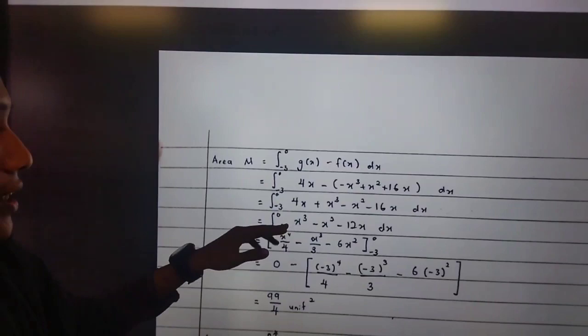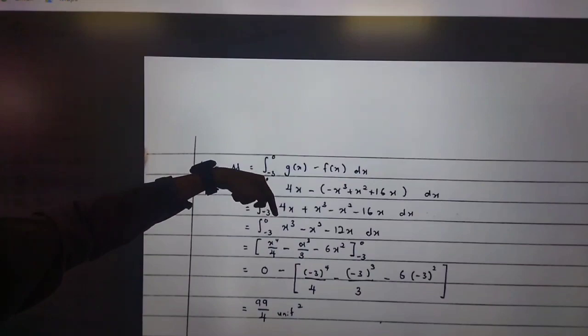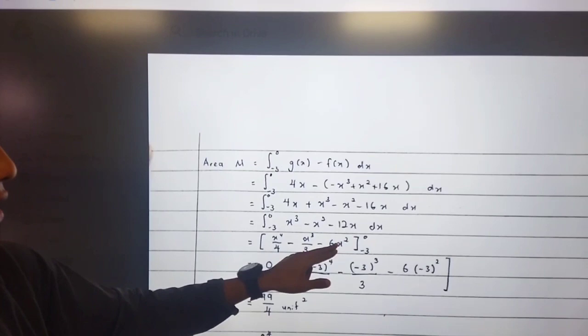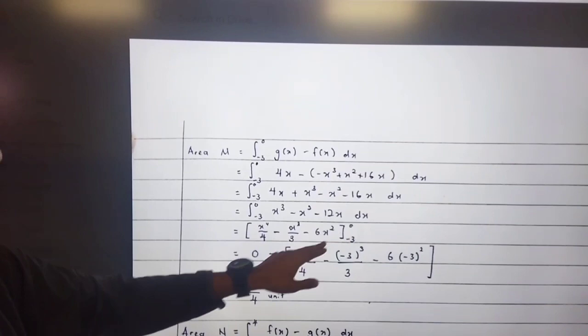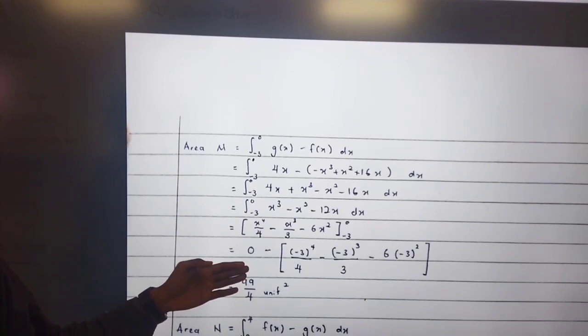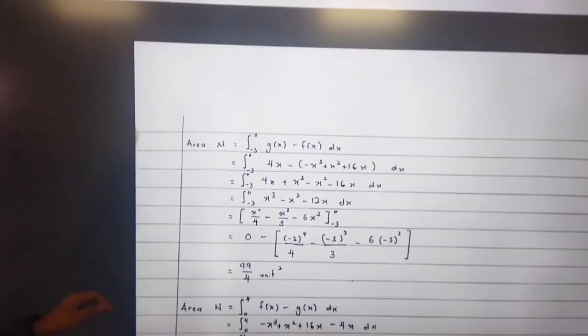Then you integrate each term. You integrate x cubed, you get x to the power of 4 over 4. You integrate negative x squared, you get negative x cubed over 3. You integrate negative 12x, you get negative 6x squared. Then you put in the upper limit, which gives 0, and minus the lower limit, which you put into the function here. You put it in the calculator and you get 99 over 4 unit squared. That is for area M.